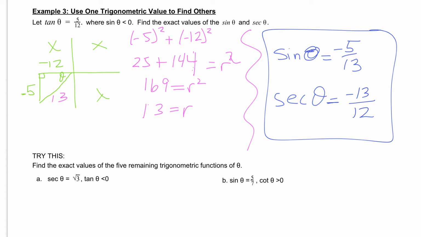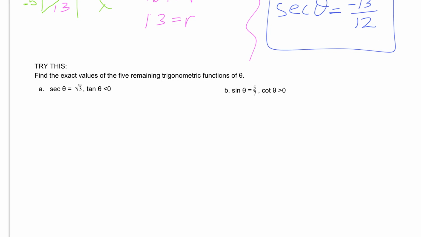There are two try this problems, so go ahead and try. If you want to try both, go ahead. If you want to just try one of them, however you want to do it, whatever practice you think you need on it, but go ahead and try at least one of them. So you can pause it now and unpause it when you're ready to check your answers.